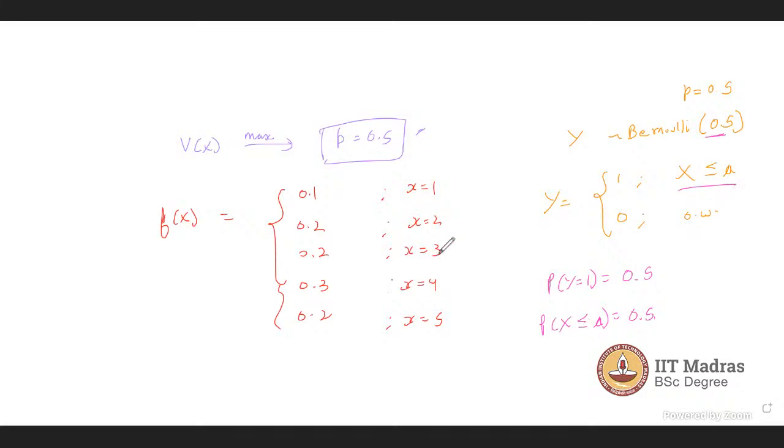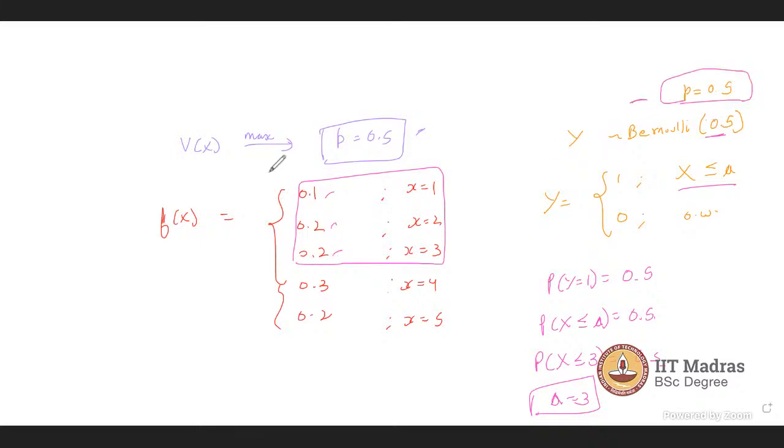So if you look at A equals 3, it means probability X less than or equal to 3. It is nothing but 0.1 plus 0.2 plus 0.2, which is 0.5. So I can take A as 3. In that case, my P will be 0.5 for Y. Yes, sir. Understood? Yes, sir, got it.